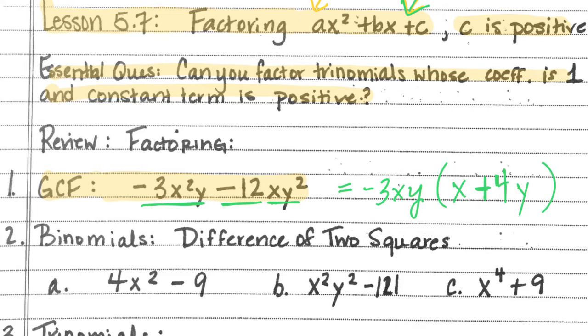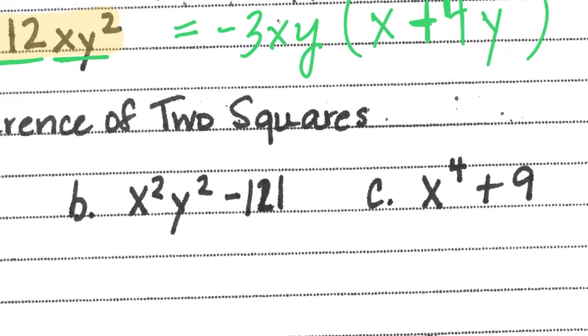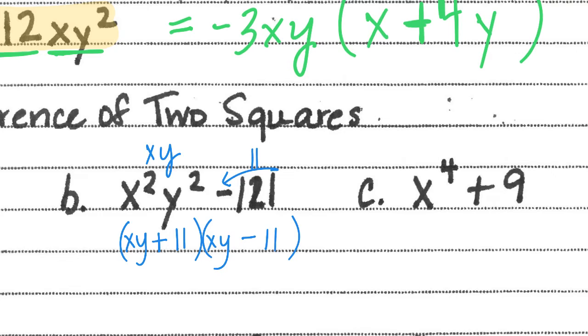Now, we've also talked about the difference of two squares. I'm not going to do all of these. Let's just look at b and c here. Okay, b is x squared y squared, a perfect square. It is. Xy. Is 121 a perfect square? 11. Anytime I have a difference of two perfect squares, I need a what and a what? Good, I need a plus and a minus. I'm going to put an xy in the front of each and an 11 in the back of each.